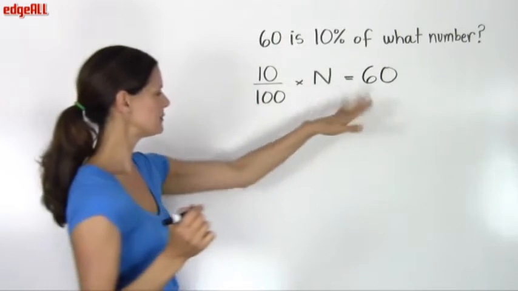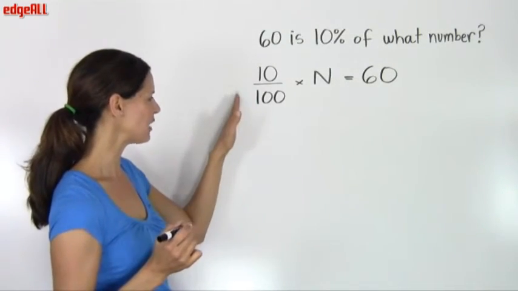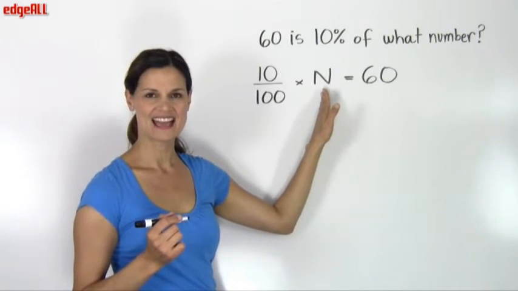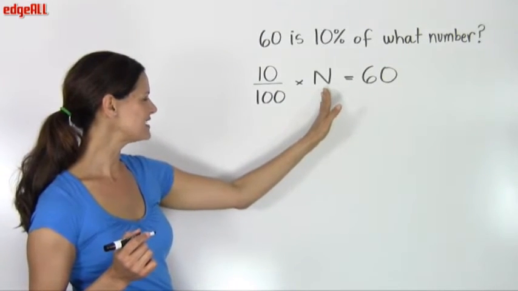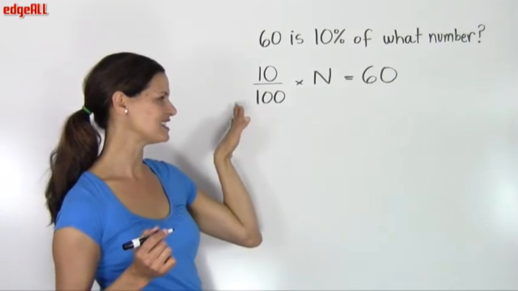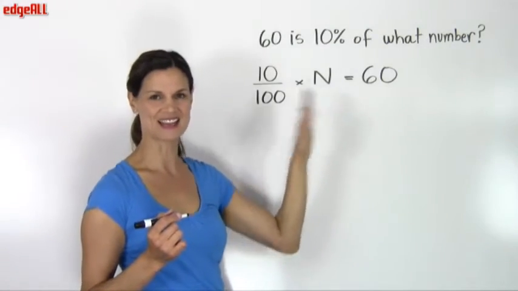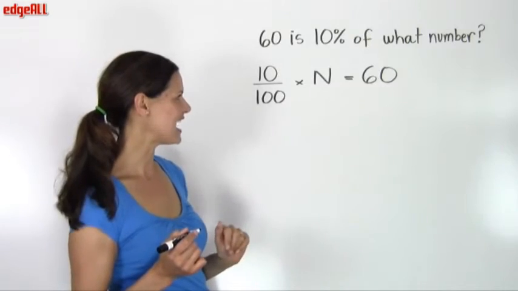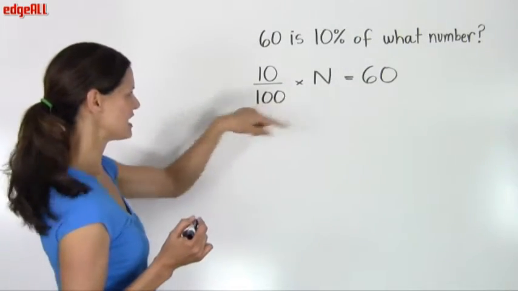So we set it up similarly to how we've been doing these percent problems, but now our job is to solve for n. And we're going to do the same kind of multiplications and divisions to both sides of our equal sign in order to get n all alone by itself on this left-hand side of the equal sign.